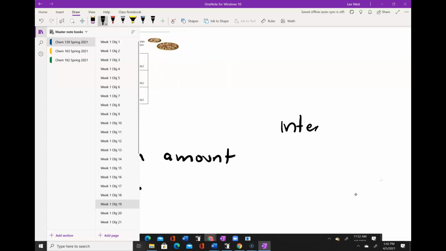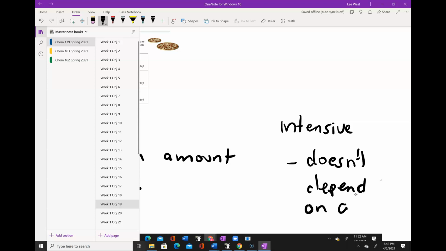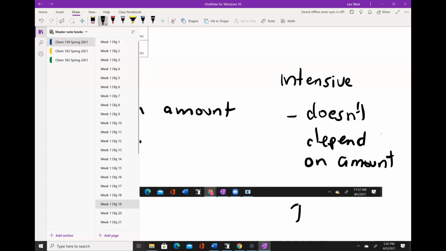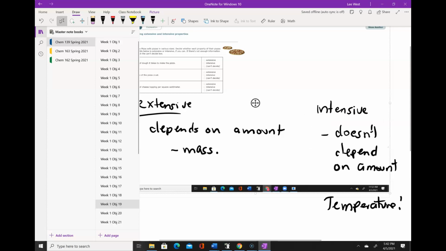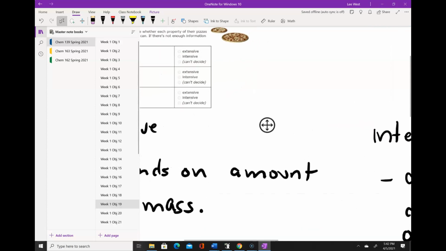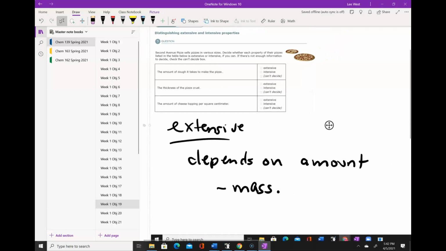An intensive property doesn't depend on amount. A classic example is temperature. Because if I have a cup of boiling water and I pour half of it out, I've just got half a cup of boiling water. The temperature will be the same, right? Okay, so that's a classic intensive property.